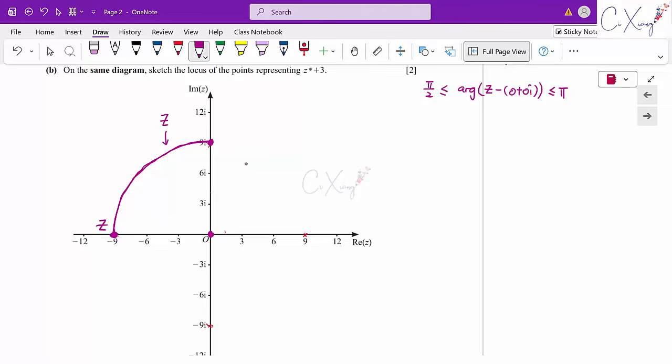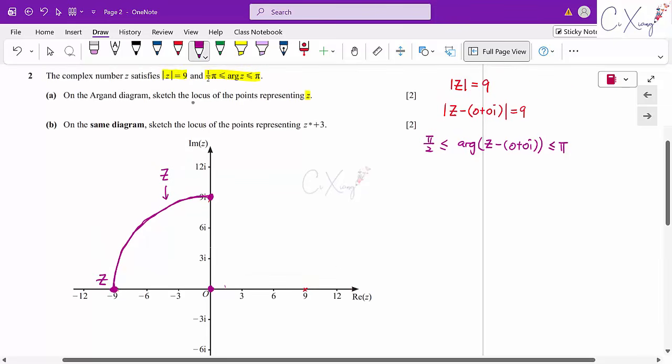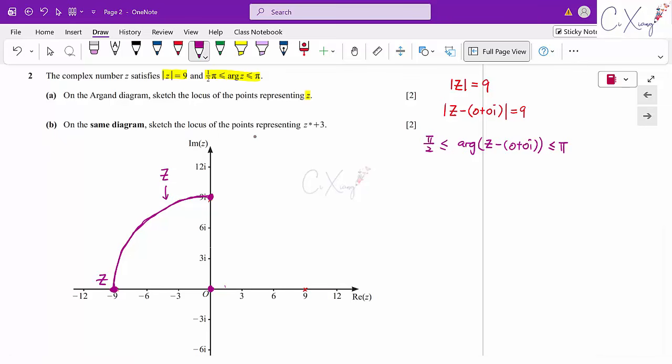So this is part A. Then they want us to have a look at part B. On the same diagram, sketch the locus of the point representing z conjugate plus 3. So first of all, let's have a look at z conjugate before we add the 3 there. How can we draw a z conjugate?